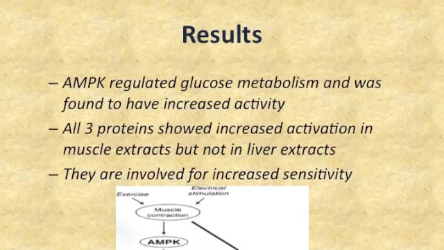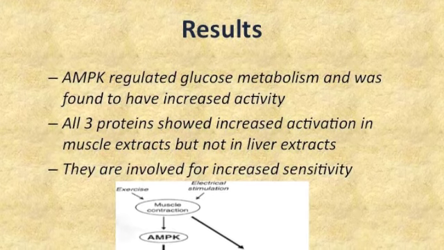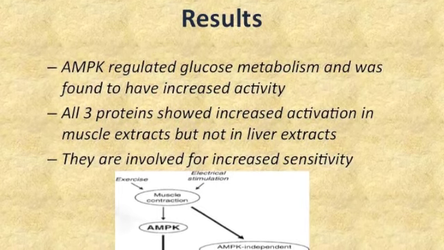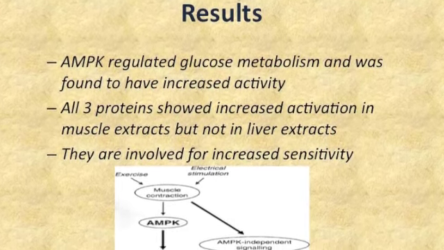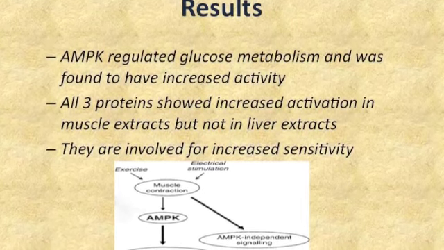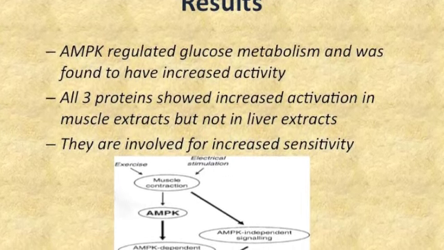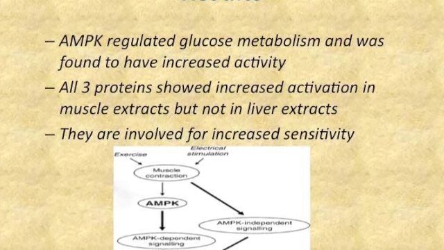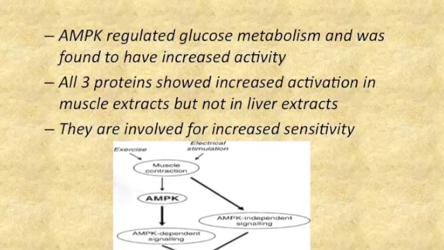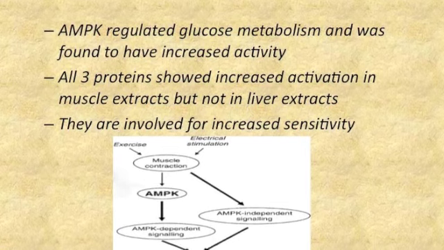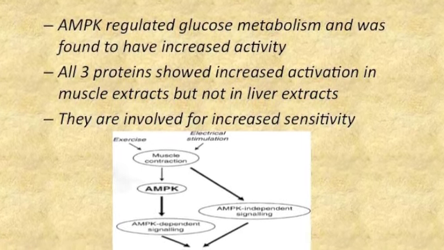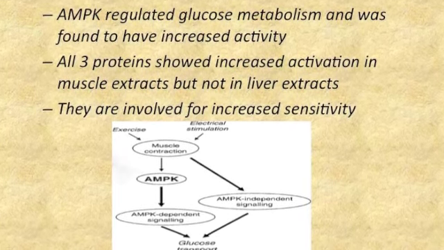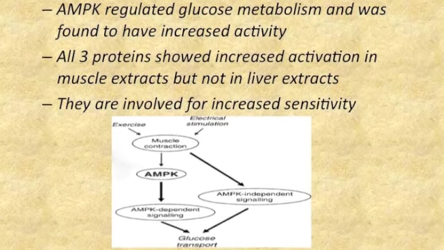AKAP150 knockout mice. In addition to these proteins, another protein was found to be more active in AKAP150 knockout mice. That is AMP-activated protein kinase, which is known to regulate glucose metabolism. It was found with immunoblot analysis that skeletal muscle and not liver shows increased activity of AMPK. Therefore, it is concluded that increased insulin sensitivity in skeletal muscle is an adaptive response to reduced serum insulin levels in mice that lack the AKAP150 gene.